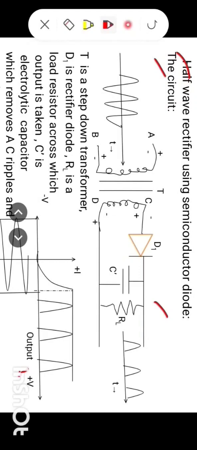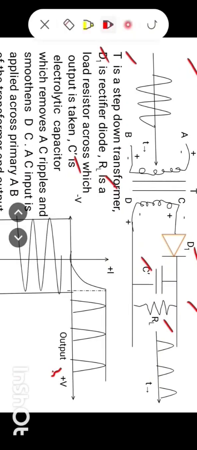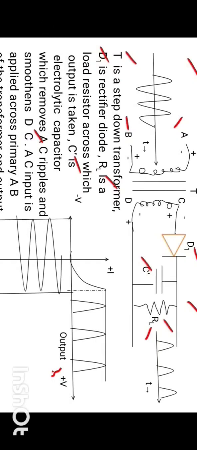Now let us look at the components of the circuit. T is a step down transformer. D1 is rectifier diode. RL is load resistance across which output is taken. C dash is electrolytic capacitor which removes AC ripples and smoothens DC. AC input is applied across primary AB of the transformer and output is taken across load resistance RL.